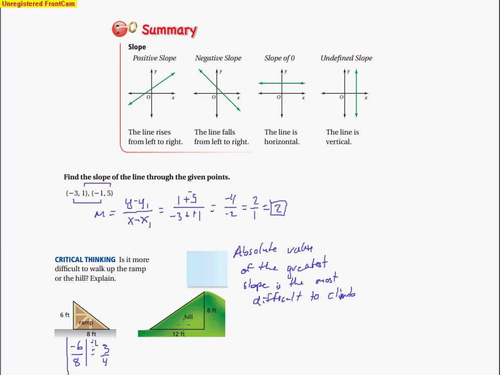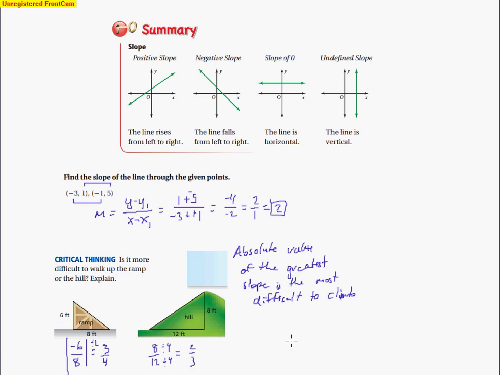On this one, I'm heading uphill from left to right, so I'm going up 8 spaces over 12. So I went up 8 over 12, and when I reduce this slope, dividing by 4 this time, I end up with a 2 over 3.